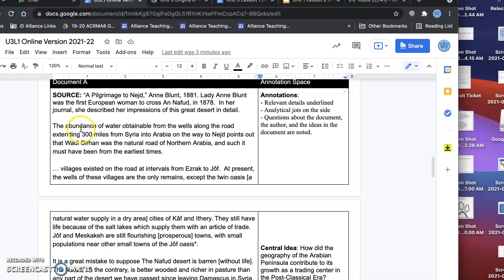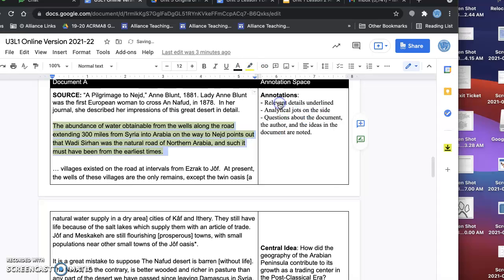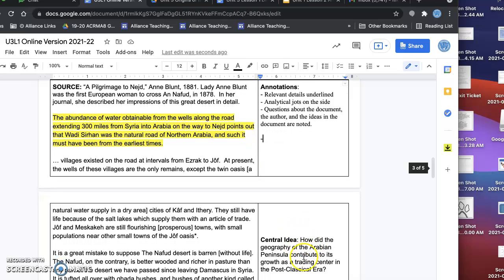This first sentence right here, this whole paragraph is very important, so you can highlight that. Go to your highlight right here. You could choose any color. Let's just choose yellow. And then we want to put that in our own words. Whatever you highlight, you want to put it in your own words. So going back to the central idea, talking about geography, what are some things that made the peninsula abundant? What made it a trading center? Well, they had an abundance of water from the wells, and it extended 300 miles.